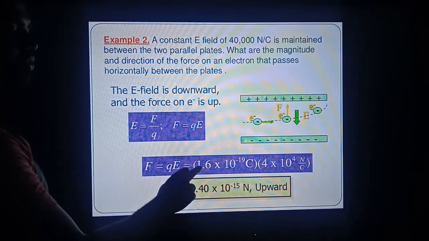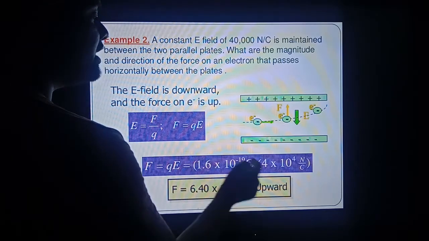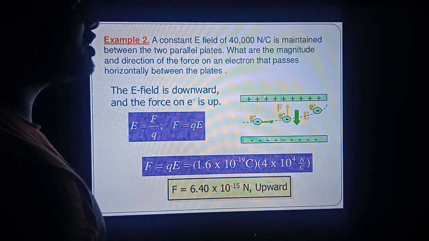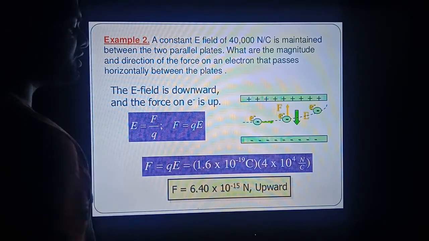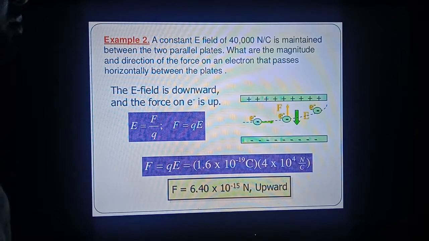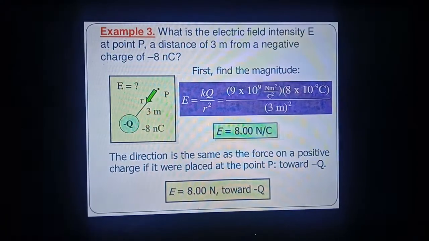So F is equal to the charge of the electron, 1.6 into 10 raised to power minus 19 coulomb, into the electric field, that is 4 into 10 raised to power 4. Now the answer for the force acting on each electron will be 6.40 into 10 raised to power minus 15 Newton upward. Let's take another example.